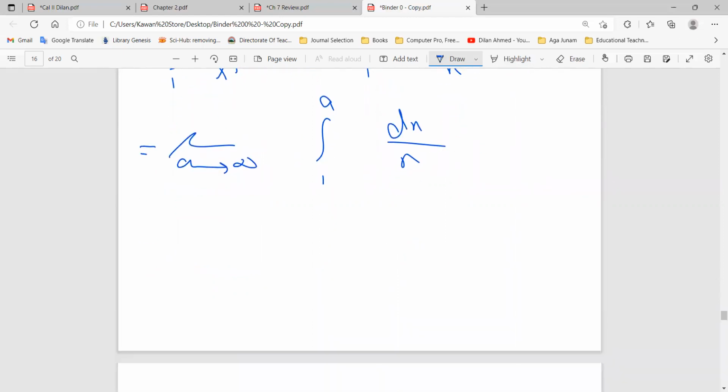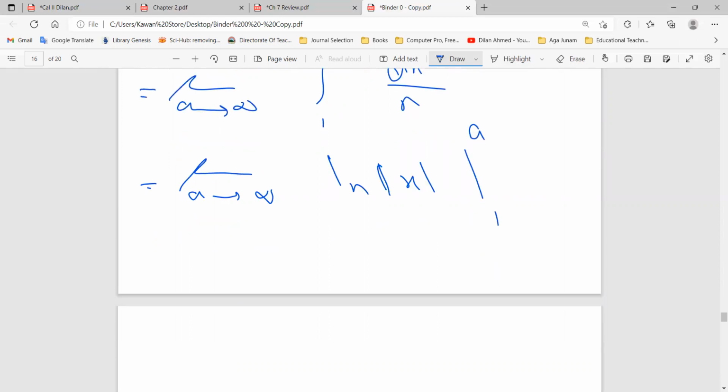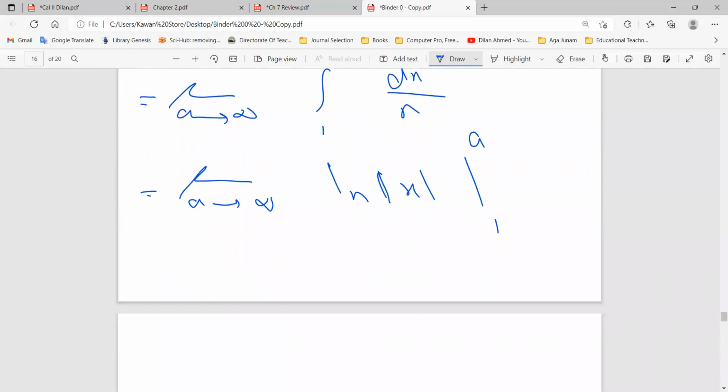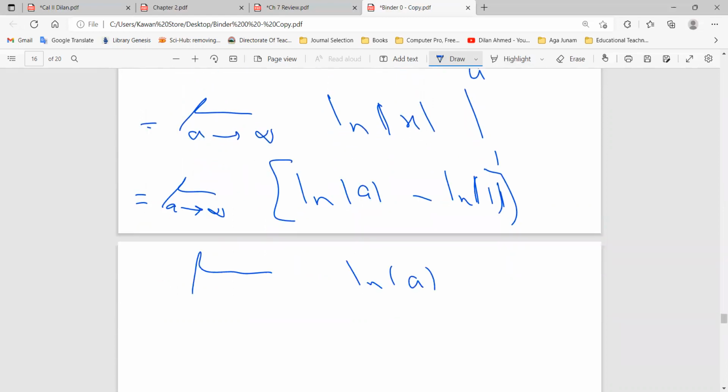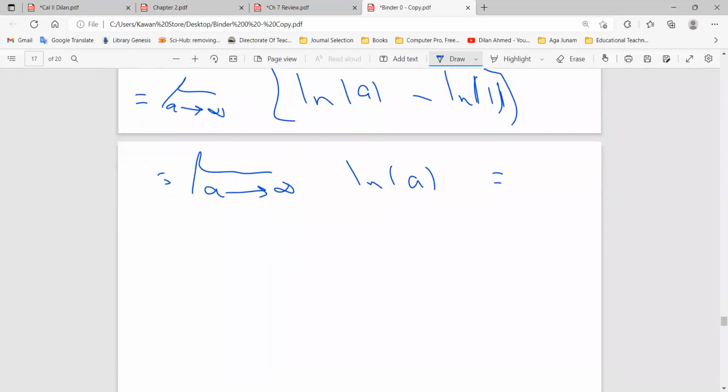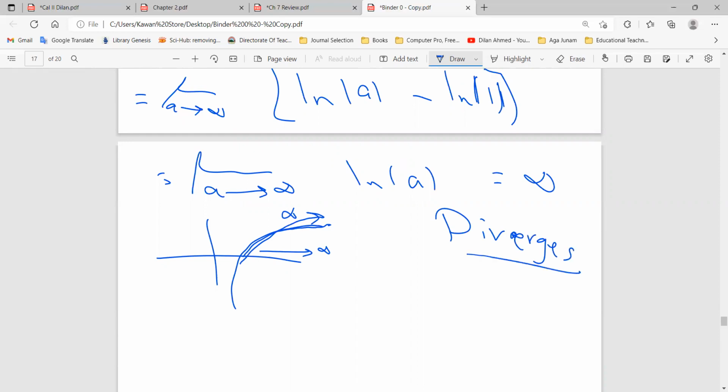Equal to what? The integral of 1/x is ln x. So I'll get ln a minus ln 1, and ln of 1 is equal to 0. So that limit is equal to the limit of ln a as a approaches infinity, which by the graph goes to infinity. So we call it diverge, because you don't get a number. We go to infinity. Okay, so this is the second case.